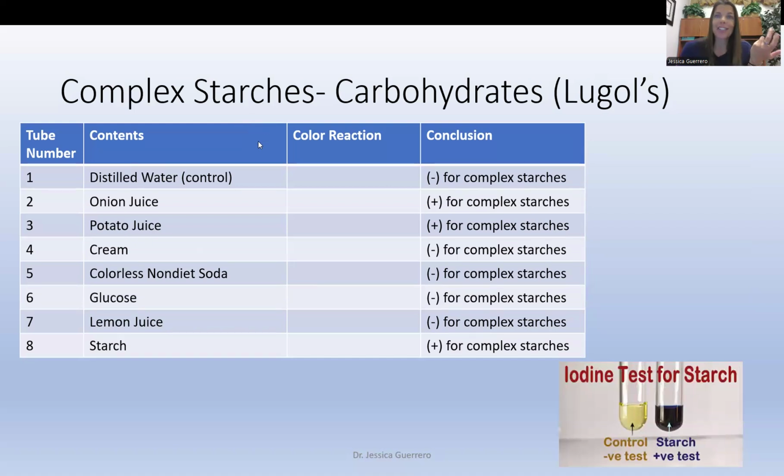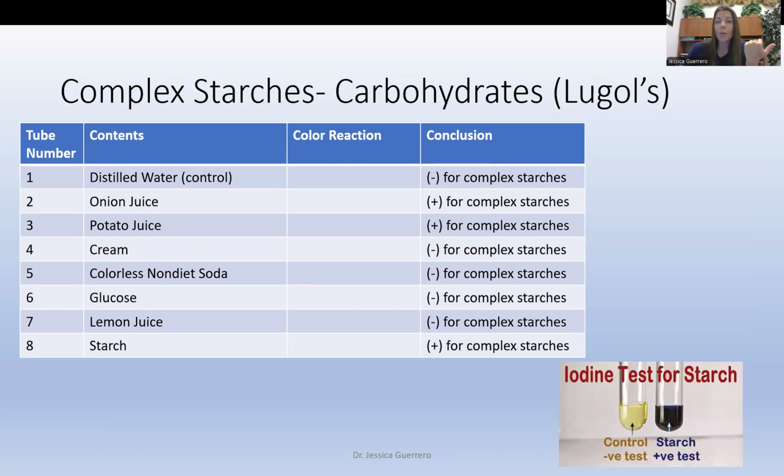Complex sugars or starches are present. The color change here is indicated. So here is a negative test, and here would be a positive test, and we would expect to see different degrees of darkness depending on the amount of starch present. We always test on water because it's our control, and it tells us what happens when there are no starches present.